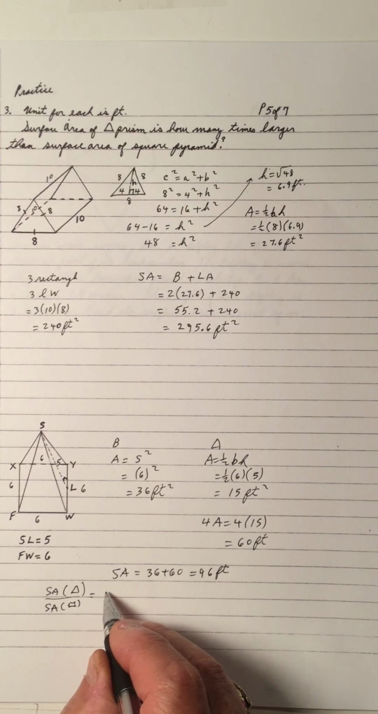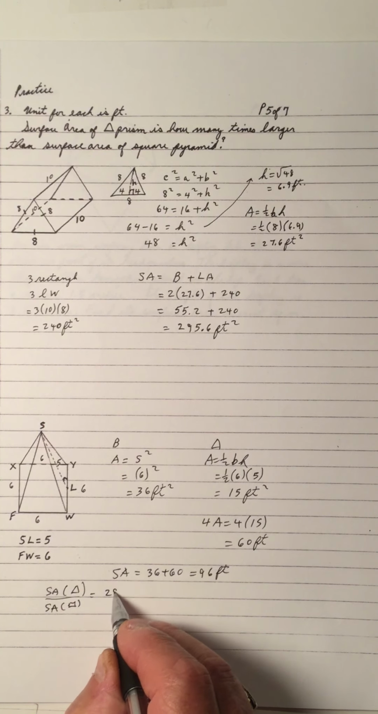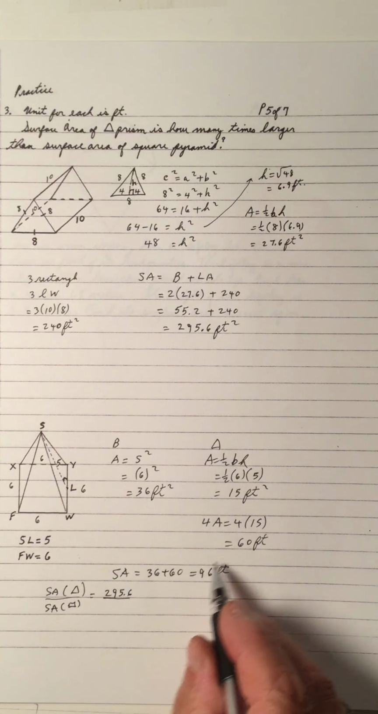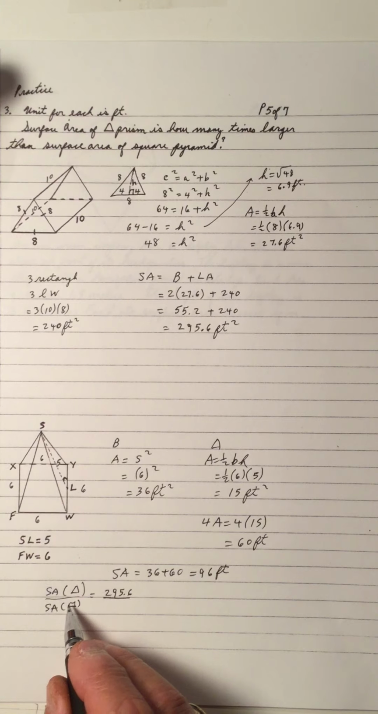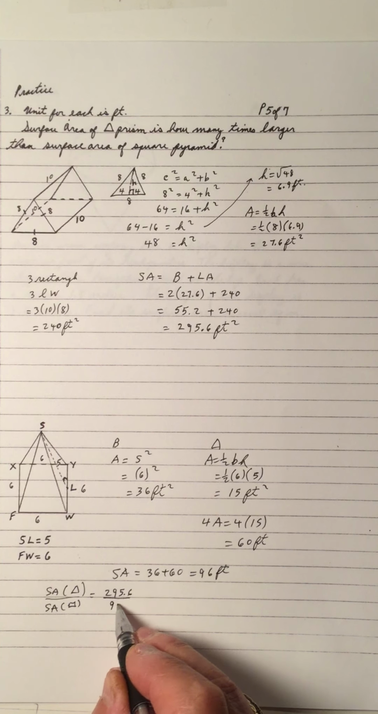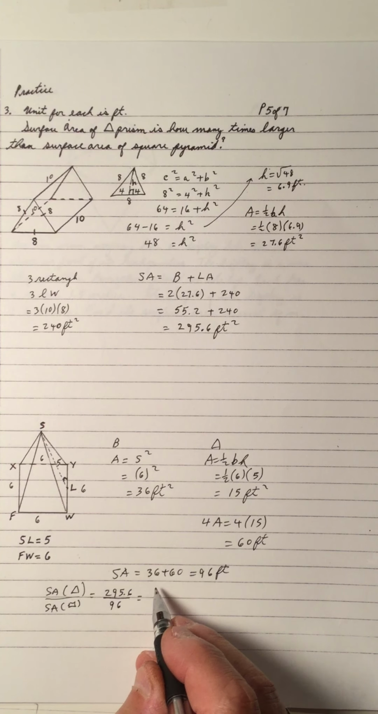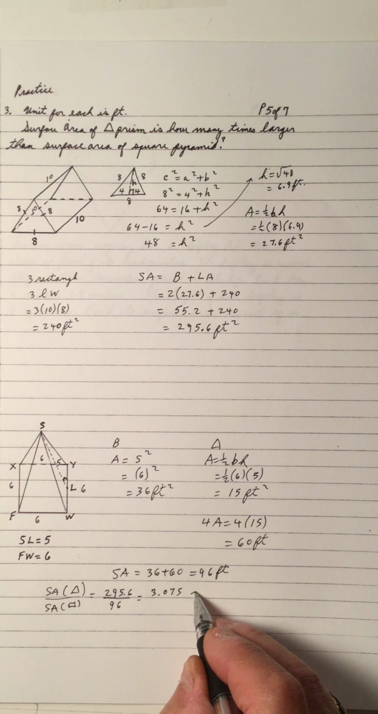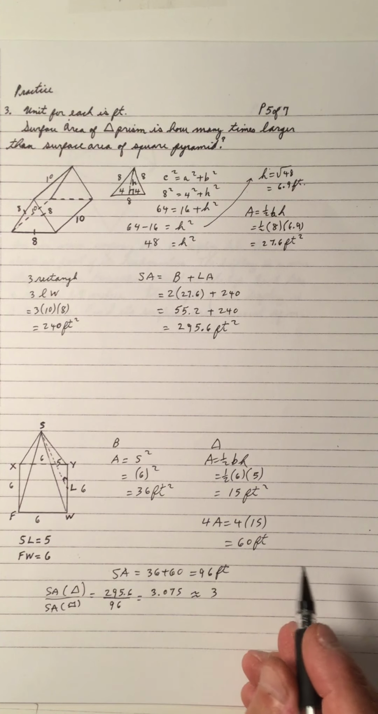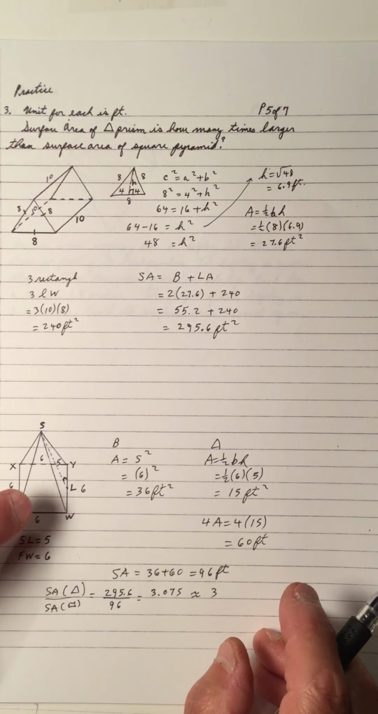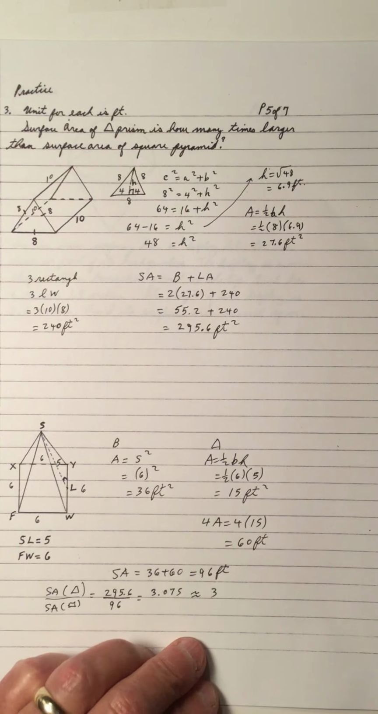So the triangular prism is 295.6. The surface area of the square pyramid, that right here, is 96. Okay. When we divide that out with a calculator, we get 3.075. And so, how many times bigger? I'd say it's roughly 3 times bigger. So the surface area of the triangular prism is 3 times bigger than the surface area of the square prism.